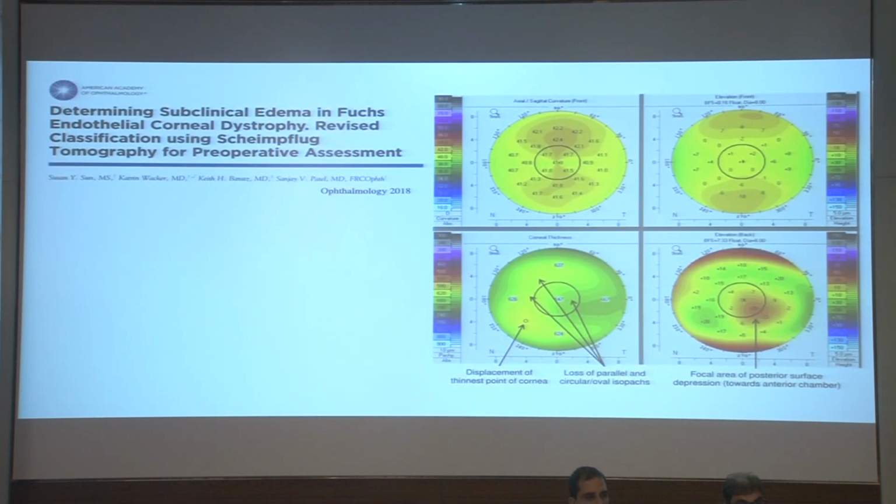With the advent of Scheimpflug imaging, you can even use the Pentacam to try and ascertain this, because sometimes when you have central corneal edema, the posterior corneal curvature gets affected more before you start seeing changes on the anterior surface. So looking at that posterior elevation, where the posterior layer is getting depressed towards the anterior chamber, can also help you identify and stage the disease. That means you can know that the patient is worsening over a period of time if you do serial Pentacam imaging.